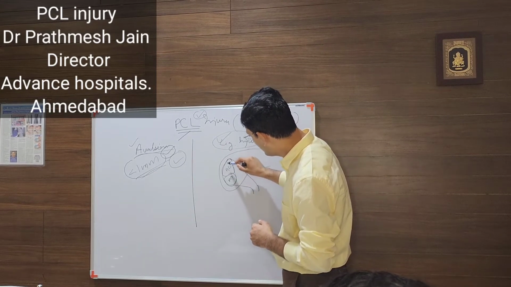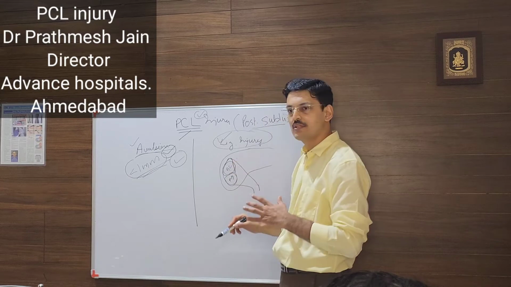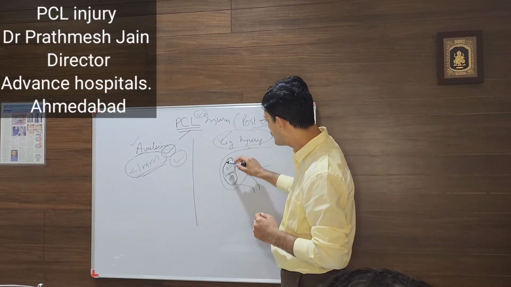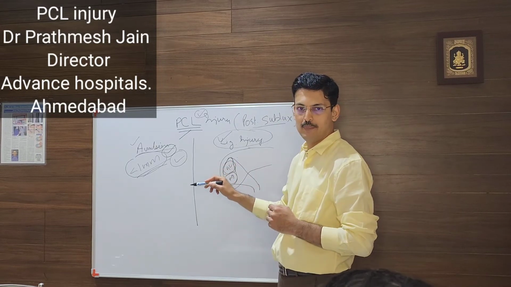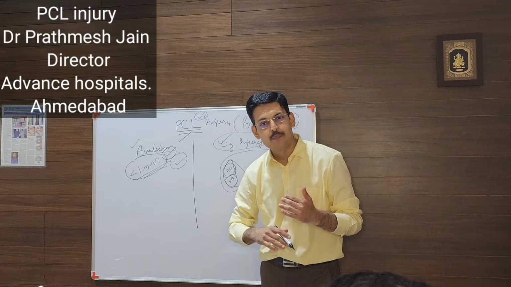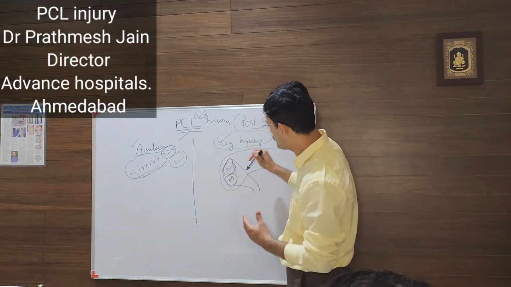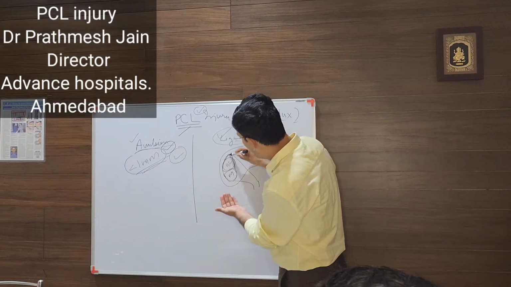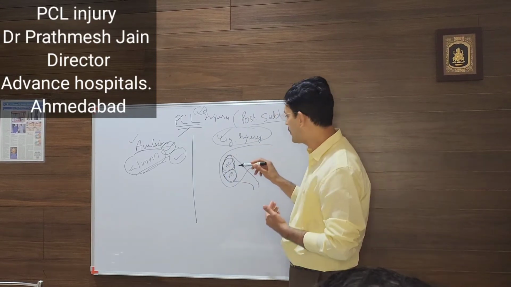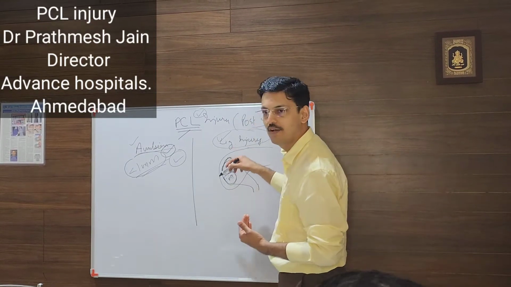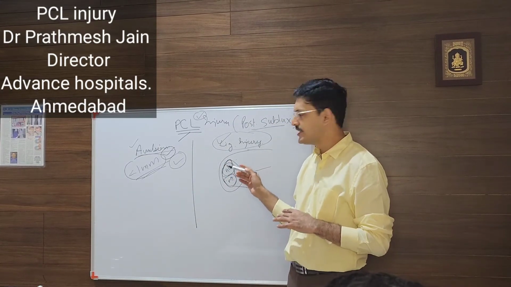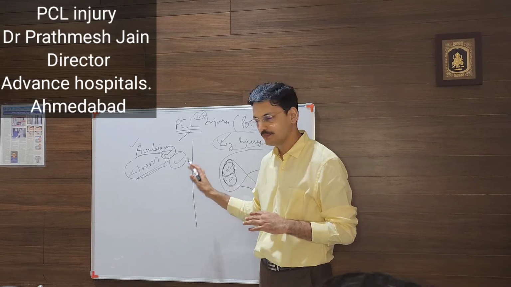Now this is the bundle which is the more important. So if you have to do a single bundle PCL, you have to reconstruct the anterolateral bundle. And many a times in PCL there is ligament healing also. So sometimes it happens that everything is peeling off from the femur in acute scenarios. So what you can do is put anchors here and do a fixation directly. So if there is a femoral avulsion of the PCL, you can repair that directly.